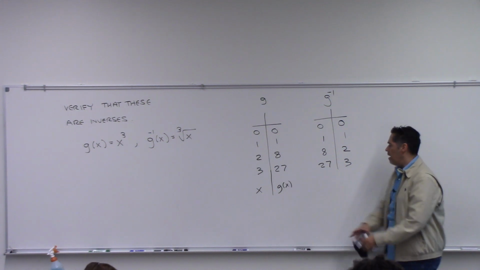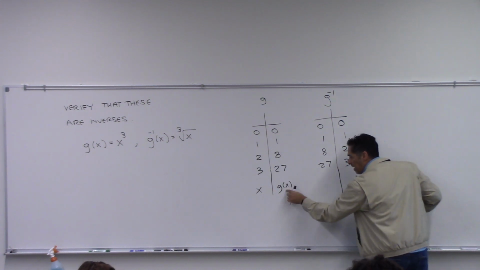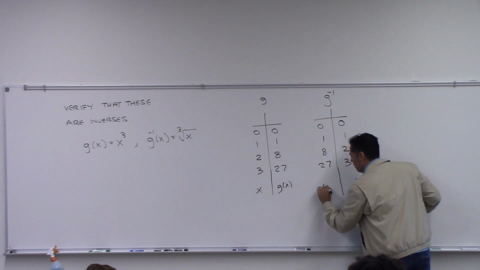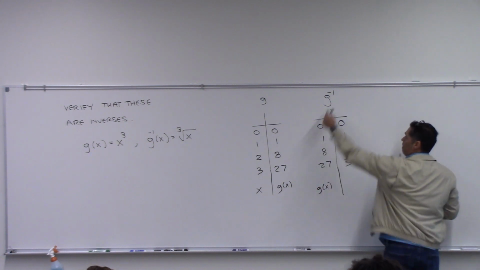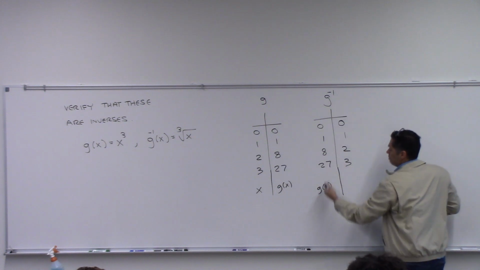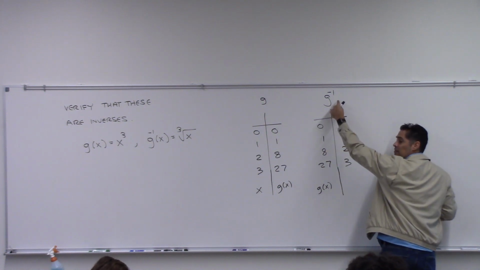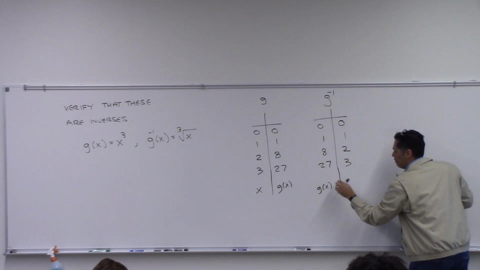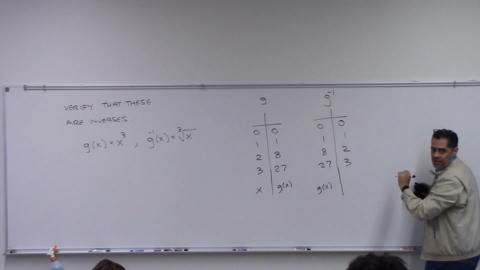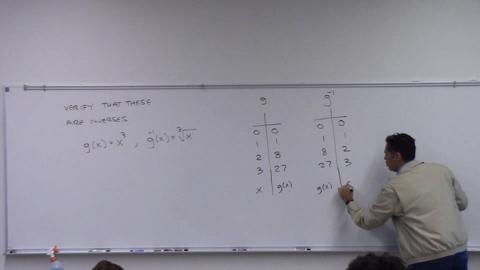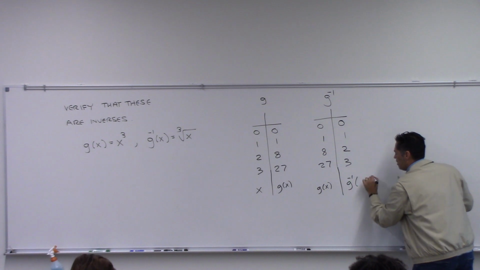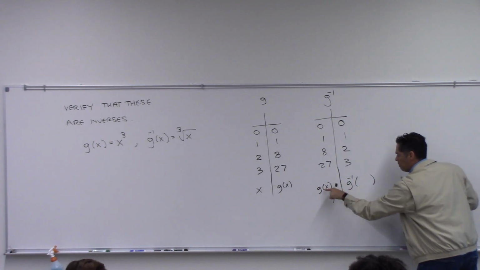Yes? Now, if I take that answer, g of x, and I plug it into what? That? How do I write that? I'm plugging this into this. This is what we did last class. This is composition. G inverse, what goes into it? This.